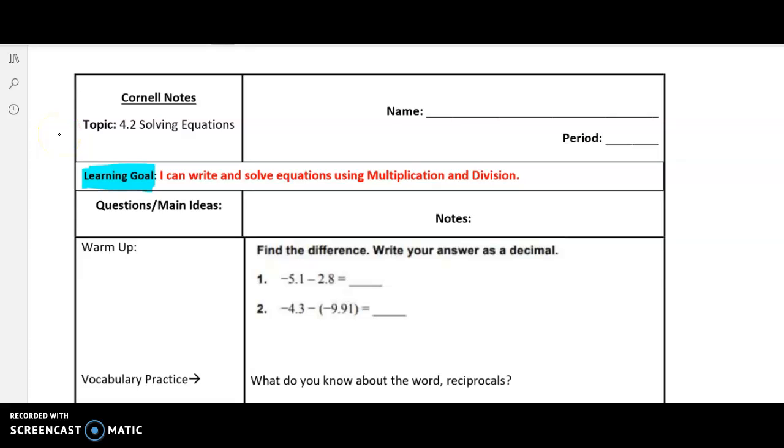All right, so we are starting 4.2, which is solving equations. These are one-step equations just like we did the other day, but you'll notice with our learning goal, it says that I can write and solve equations using multiplication and division. So the other day we started off using addition and subtraction, and so this is still going to be a one-step, only this time we will be doing, again, multiplication and division.